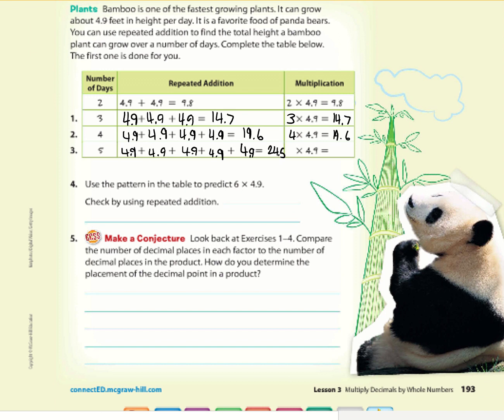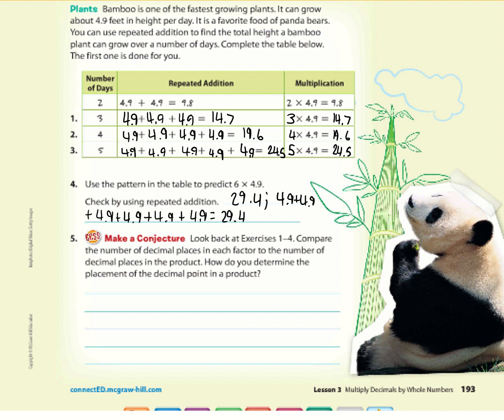Number 4 says use the pattern in the table to predict 6 times 4 9/10. So it says checked by repeated addition. So go ahead and pause the video in order to use the pattern to find that out. So here's the answer, 29 4/10.